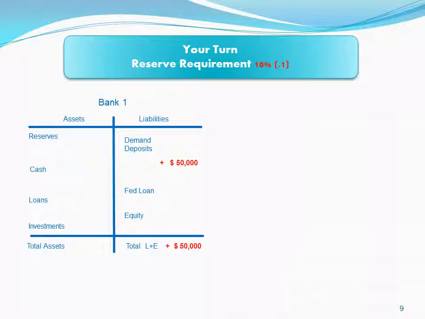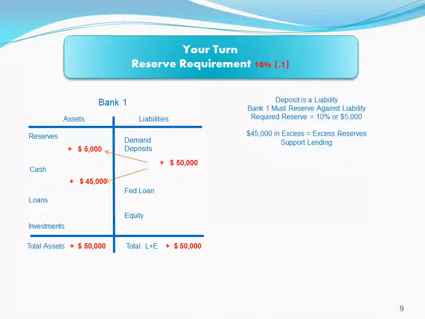Okay, let's try this again. This time we should take a few moments to do this, so you could always pause the recording and do it. I'm going to walk you through it here, but we have a deposit of 50,000. Set aside 10%, or 5,000. The remainder, 45,000, is excess reserves.